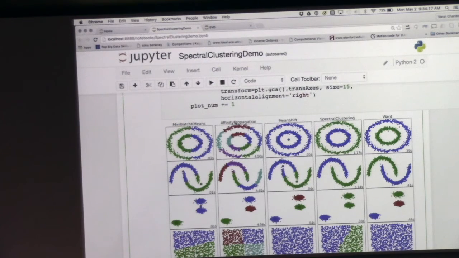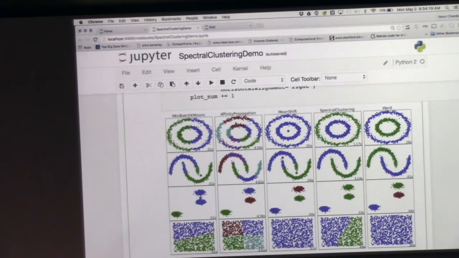Affinity propagation is an algorithm that does not require you to specify how many clusters you want, but in this case you see that it actually fails because it kind of splits it into many clusters. There's an algorithm called mean shift that completely fails, and then there's an algorithm called spectral clustering, which works pretty well, right? Even this Ward algorithm works very well as well.